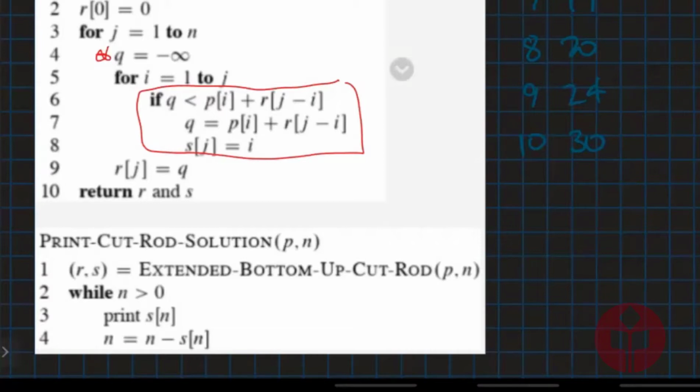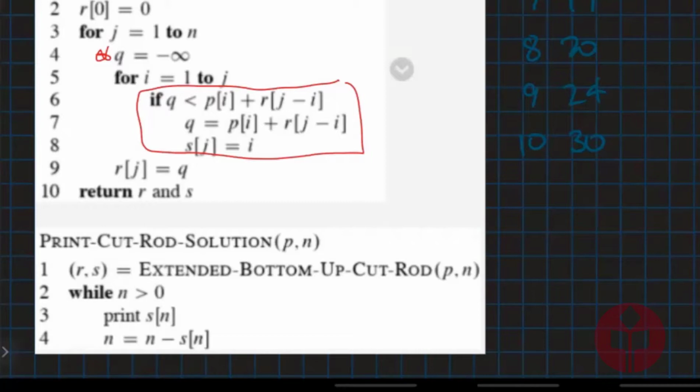So the idea is every time we find a pair, a p_i and an r of j minus i, so that's line 6, anytime we find a pair of p and r values whose sum beats the current maximum, we change our mind on line 7 to determine what is the new maximum. And then we keep track of that new maximum because that was determined by the i, because this if statement is inside the for loop for the index i. So we store that i value for the current iteration in the outer loop j. So that's what happens in line 8.